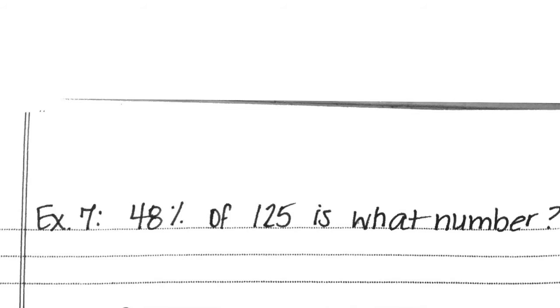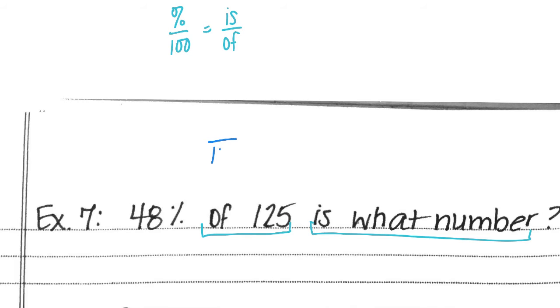Now the reason I showed you that method is because I want to see you figure out what is 48% of 125. I always teach my students percent over 100 is equal to the is over the of. Sometimes the placement of is and of is really hard, so just know it's typically the number right afterwards. It says of 125, so I'm going to put the of at the bottom. And it says is what number? So my is going to be my x. And then it says 48%, so I'm going to put 48 over 100.